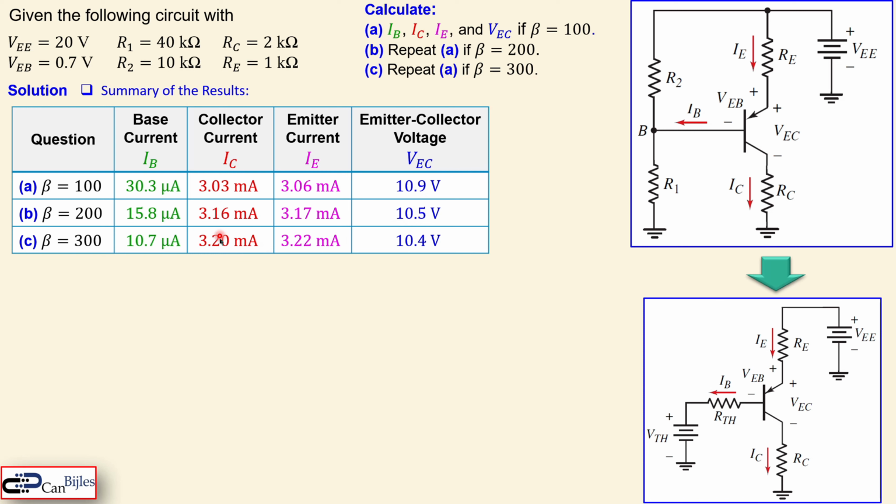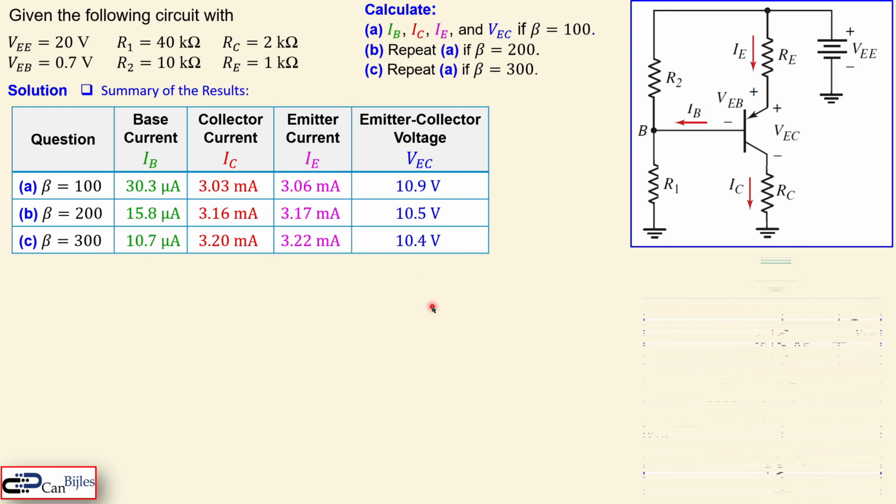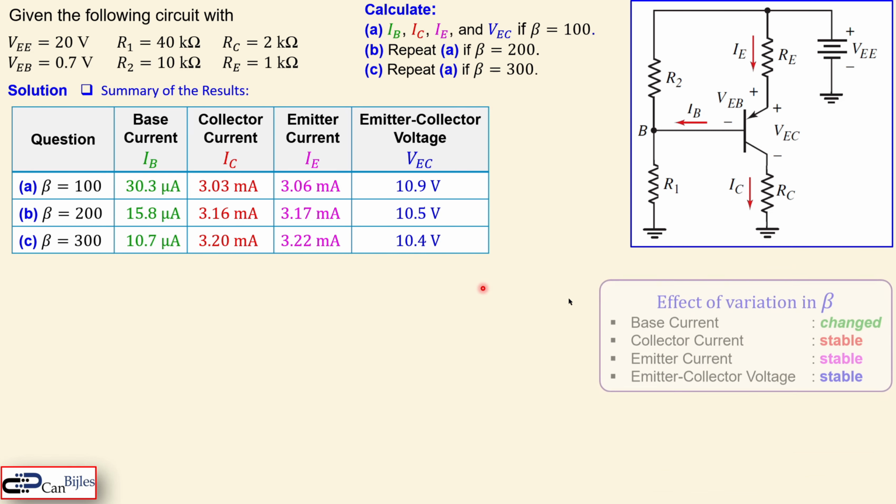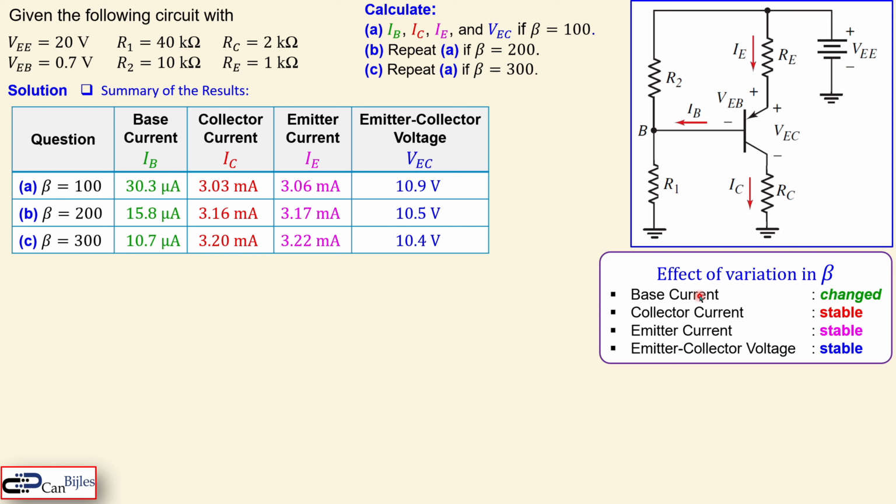And in this case, this is just 0.04 milliamps, and here 0.1 volts. So we can say the following: the effect of variation in beta, the base current is changing drastically, but the collector current, emitter current, also the emitter collector voltage is quite stable. And that is also the reason for calling this circuit four-resistor stable biasing. But that really depends on the resistor values you have chosen.